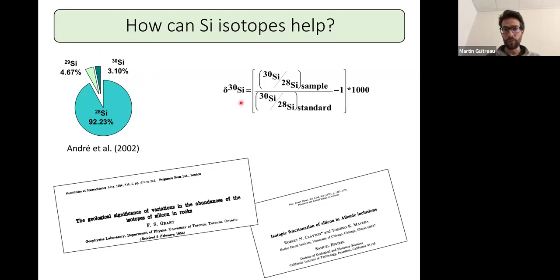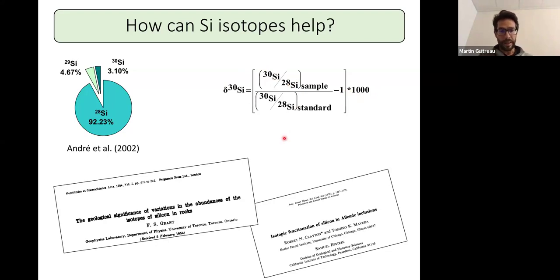Most of the data shown are in terms of delta notation, which is, I guess, something that many of you are familiar with. But this delta notation will be based on the 30 silicon. So it's the ratio of the 30 over the 28 in the measured sample, normalized by a standard. And we look at deviations in per mil, which is classically what is done with the delta.